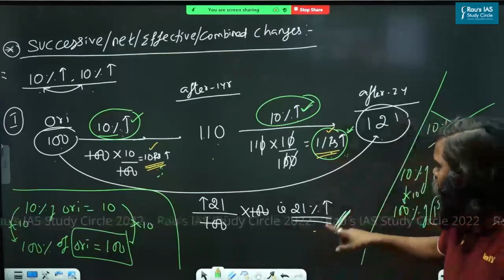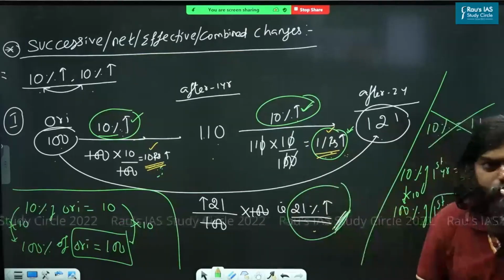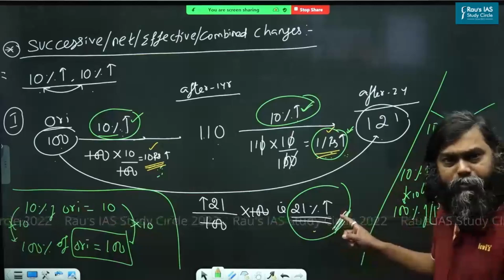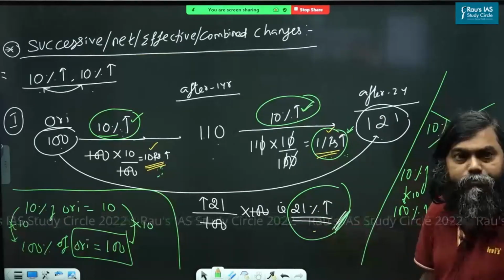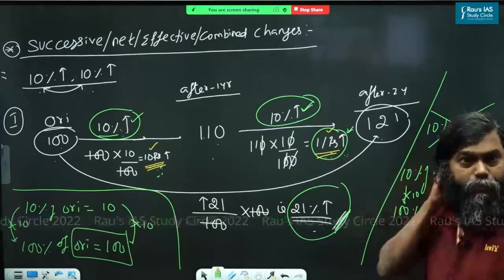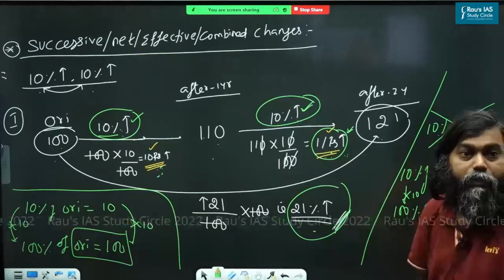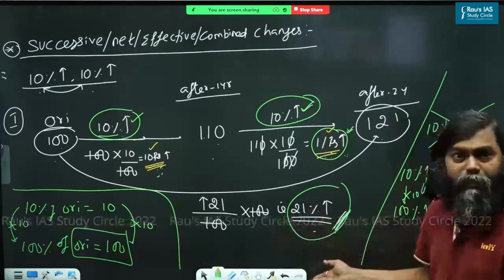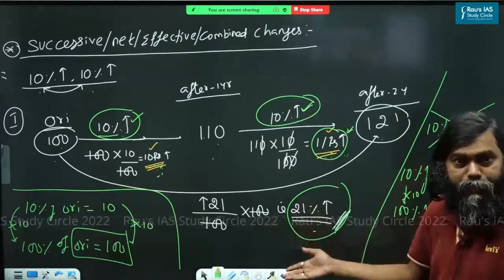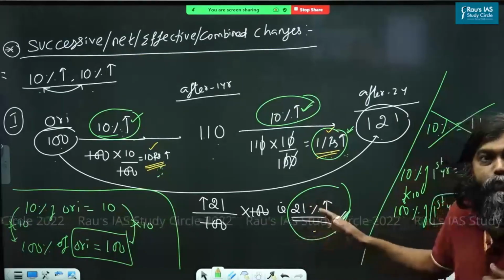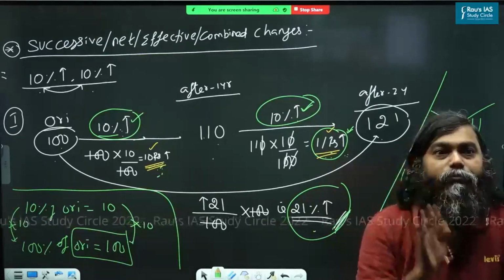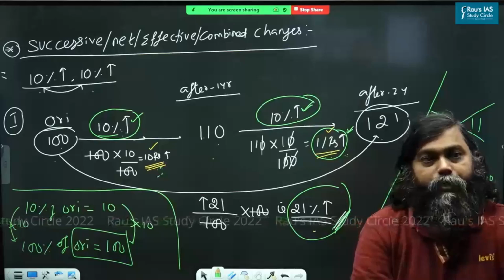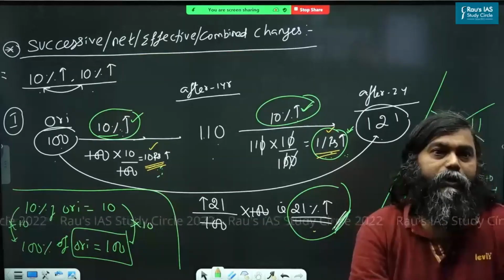What is the meaning of 21% increasing? Increase means difference. Difference between what is 21%? Final and original. If I assume original is 100%, after 2 years it becomes 121%. All understood? Anybody have any doubt?